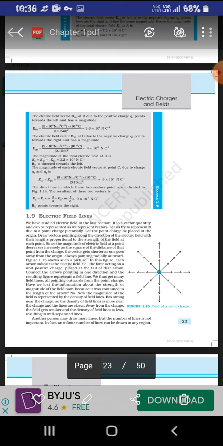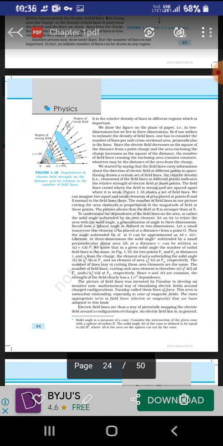In this figure, each arrow indicates the electric field. So these arrows all indicate the electric field, and the force acting on a unit positive charge placed at the tail of the arrow. So at the tail of the arrow, the unit charge is placed. And now the magnitude of the field is represented by the density of the field lines, and E is stronger near the charge. So E is strong near the charge.